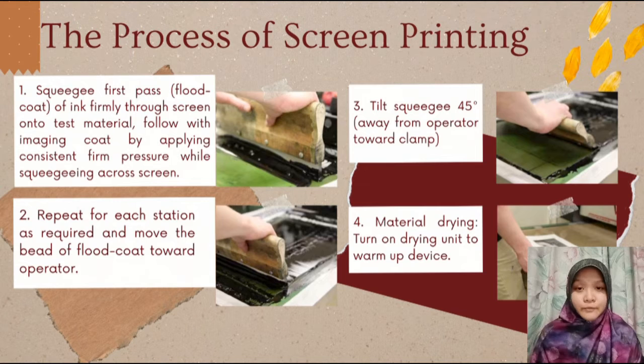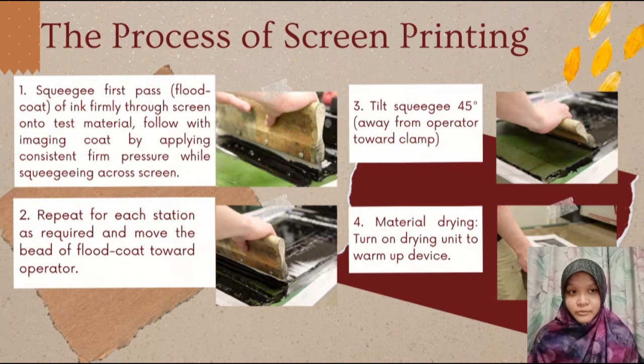Okay, so for the second step, we need to repeat for each station as required and move the bead of float coat toward the operator. Then we need to tilt the squeegee 45 degrees away from the operator toward the clamp. Lastly, we just turn on the drying unit to warm up the device. And there you go, our screen printing is done already.